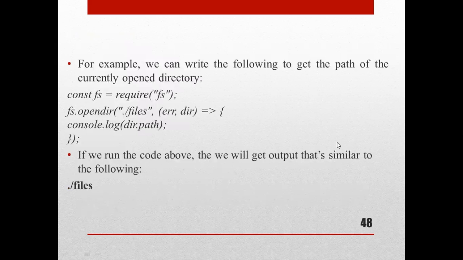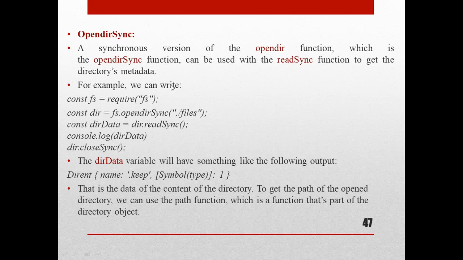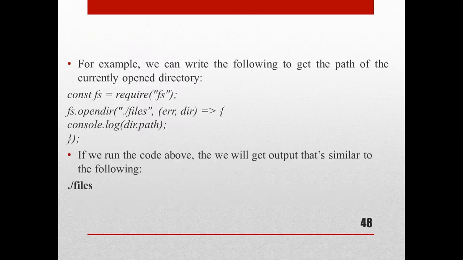Then another example here: how to get the path of the currently open directory. How can we get the path of that directory? Here, const fs equals require fs, then fs.opendir. We are going to open one directory here, with parameters like path and a callback. Then we are going to print that directory path using the path property, console.log dir.path.